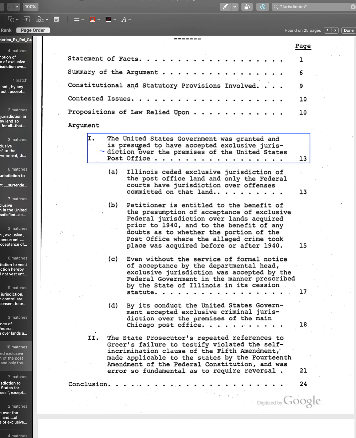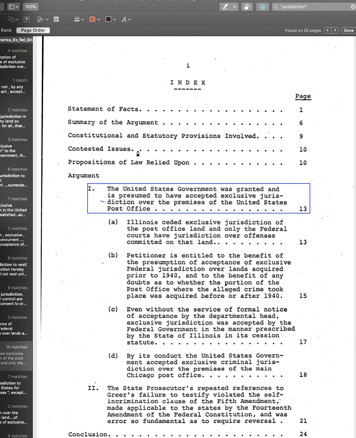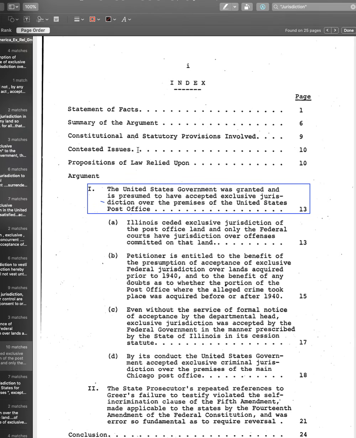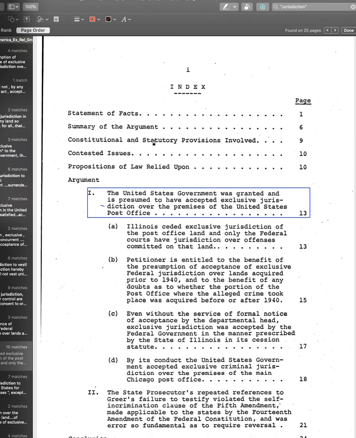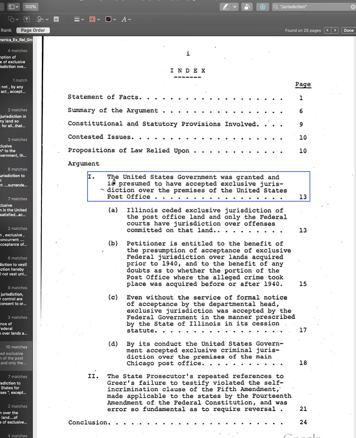Here's the index. And this is on Google Books, so you can go on and see this book if you look up what I just showed you. The United States government was granted and is presumed to have accepted exclusive jurisdiction over the premises of the United States Post Office. Illinois ceded exclusive jurisdiction on the post office land, and only the federal courts have jurisdiction over offenses committed on that land.